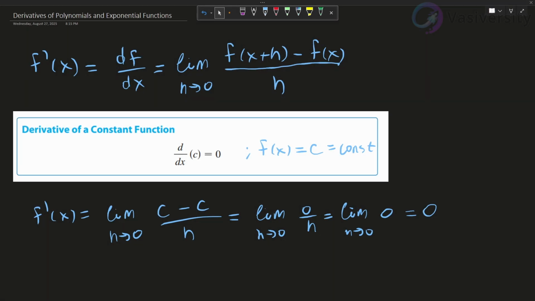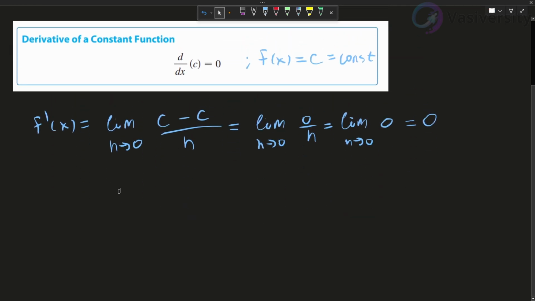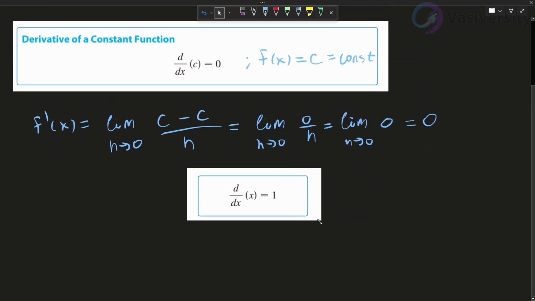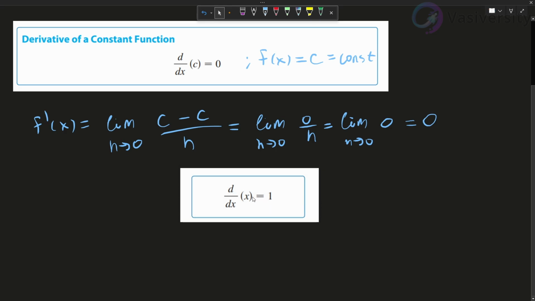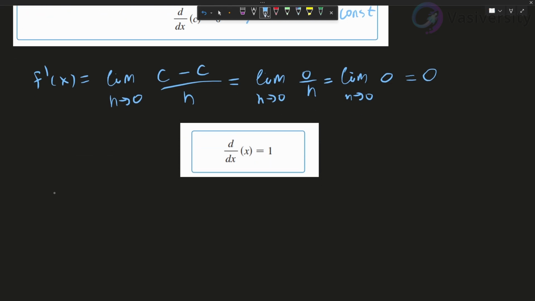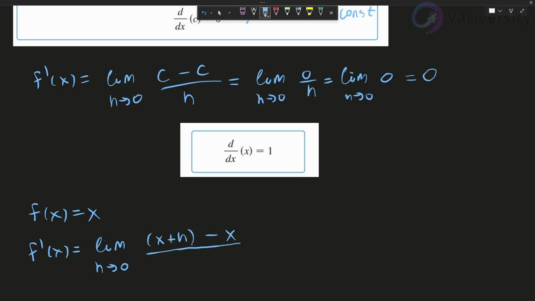So now let's take a derivative of just x, right, of a single x. So that means that the derivative of x is equal to 1. So let's go ahead and prove this. So f of x equals x. Okay, so that means f prime of x will be equal to the limit as h approaches 0 of f of x plus h, which is going to be x plus h, right, minus f of x, which is x, divided by h. So that's equal to the limit as h approaches 0 of x plus h minus x divided by h.